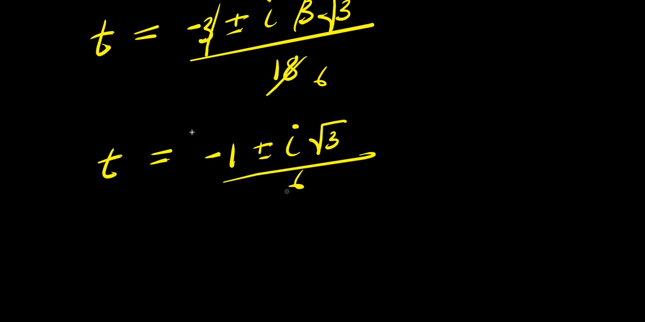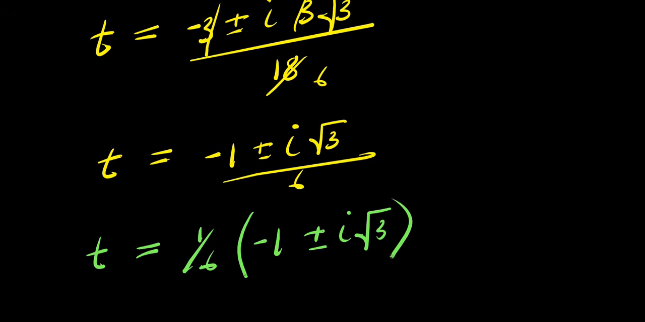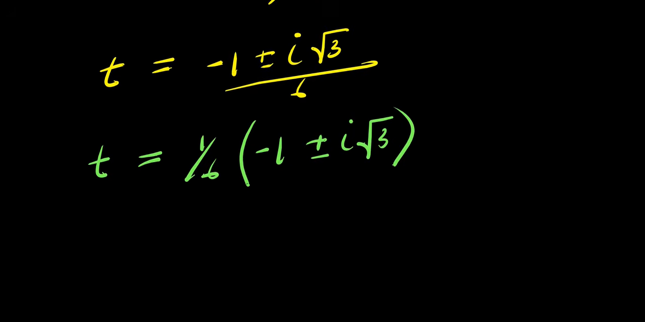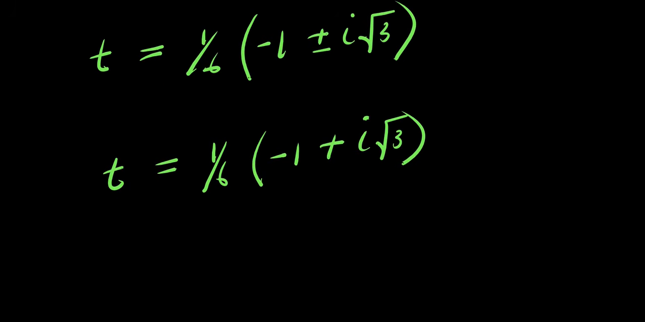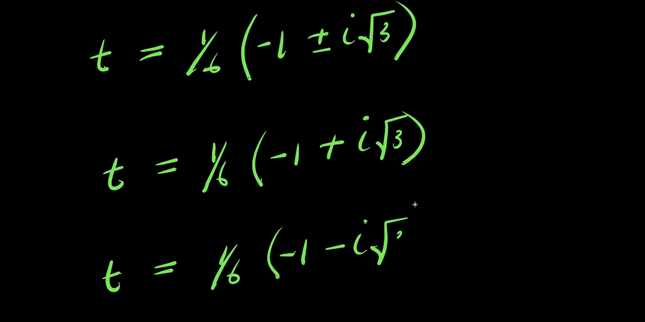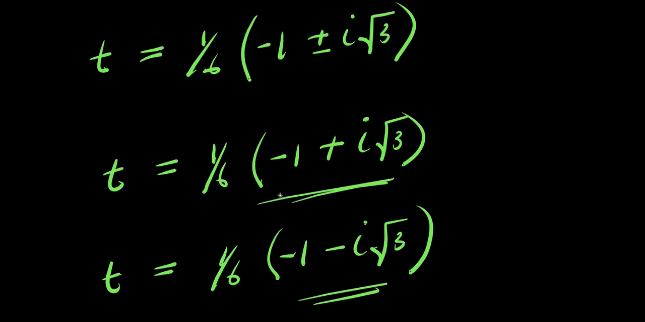So what we can do is to factor out 1 over 6 from here. We have t equals 1 over 6 times negative 1 plus or minus i root 3. So we have two complex solutions now. We have t equals 1 over 6 times negative 1 plus i root 3. Then we also have t equals 1 over 6 times negative 1 minus i root 3. So these are the two complex solutions.